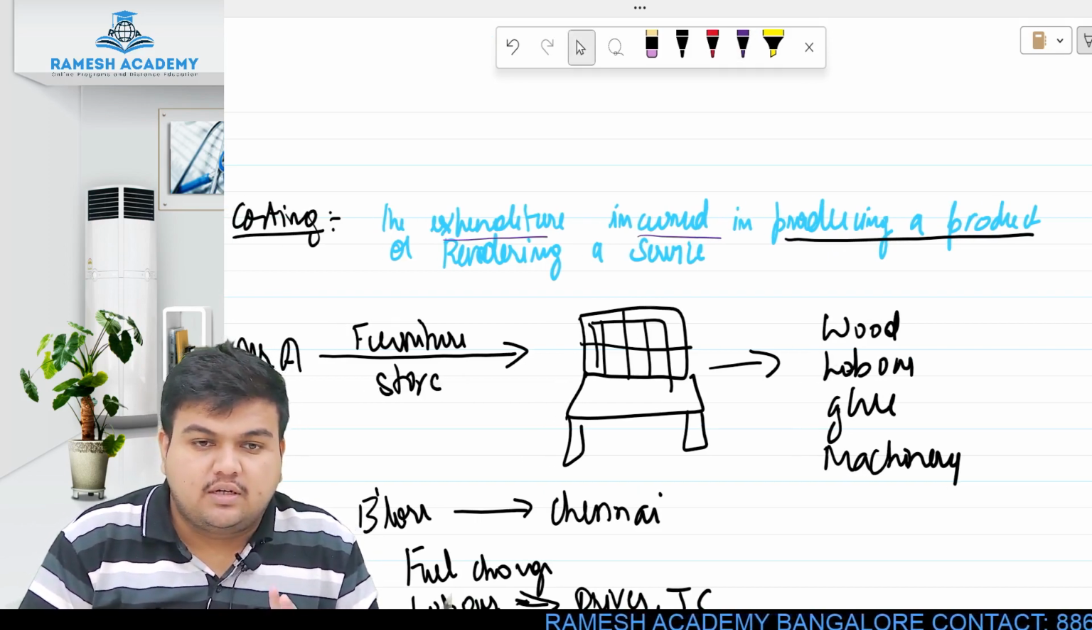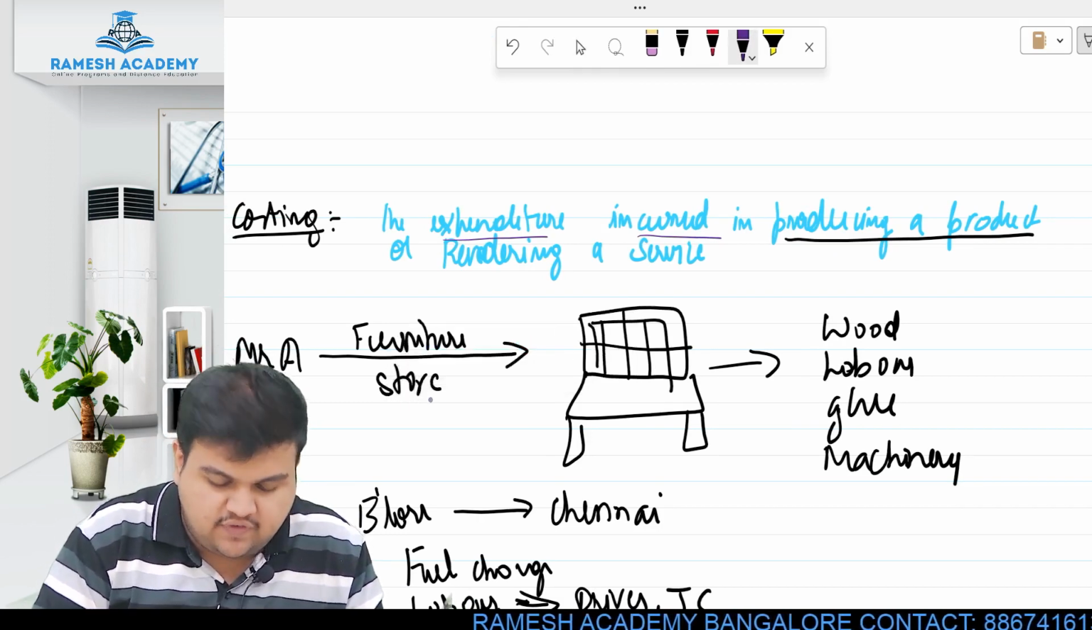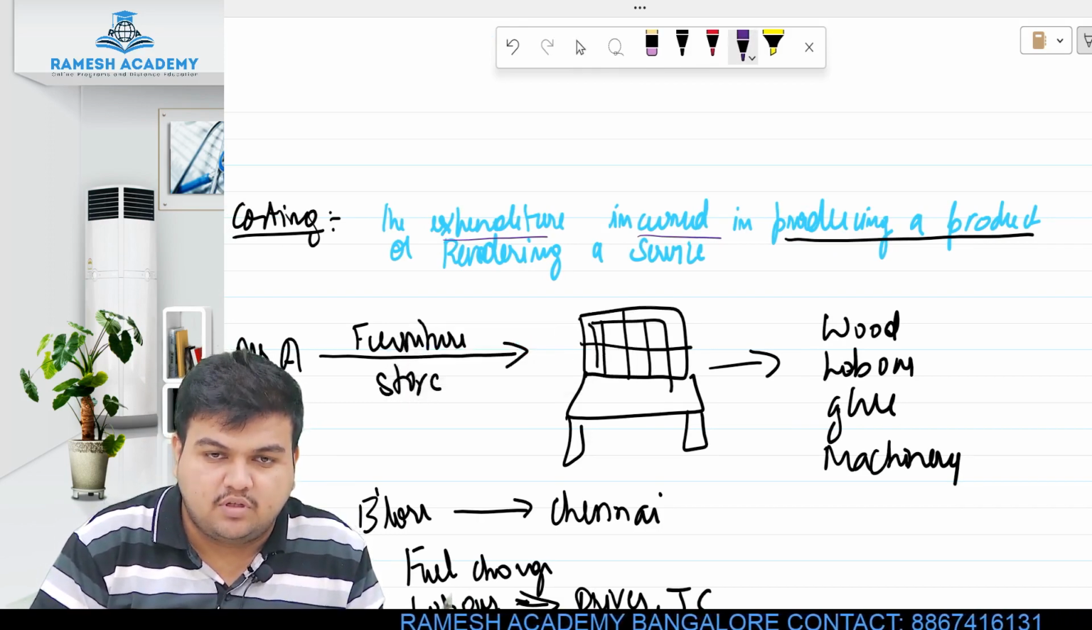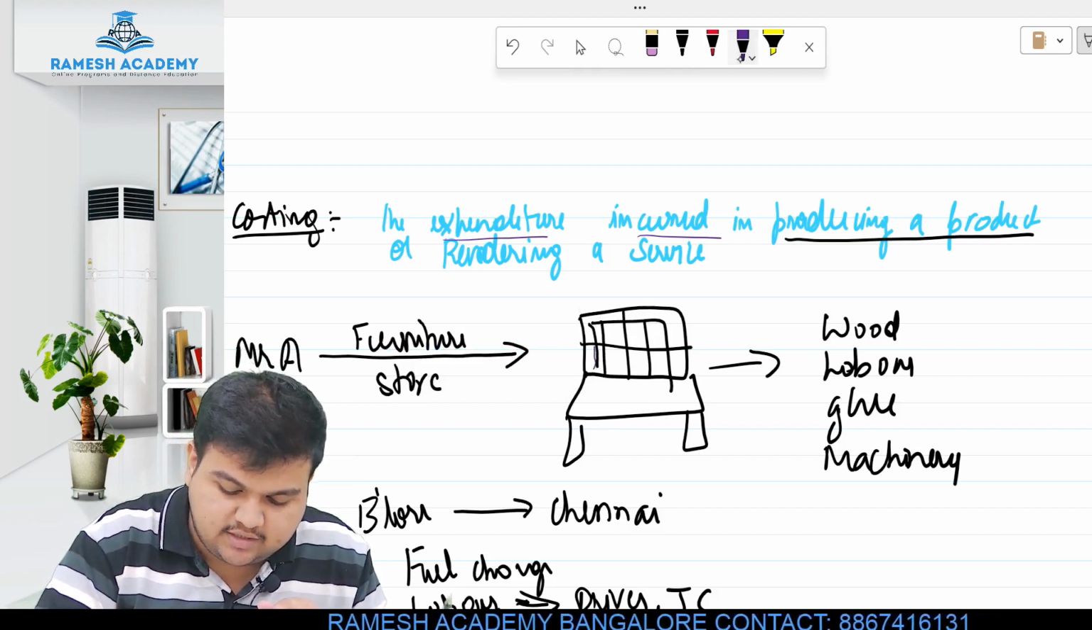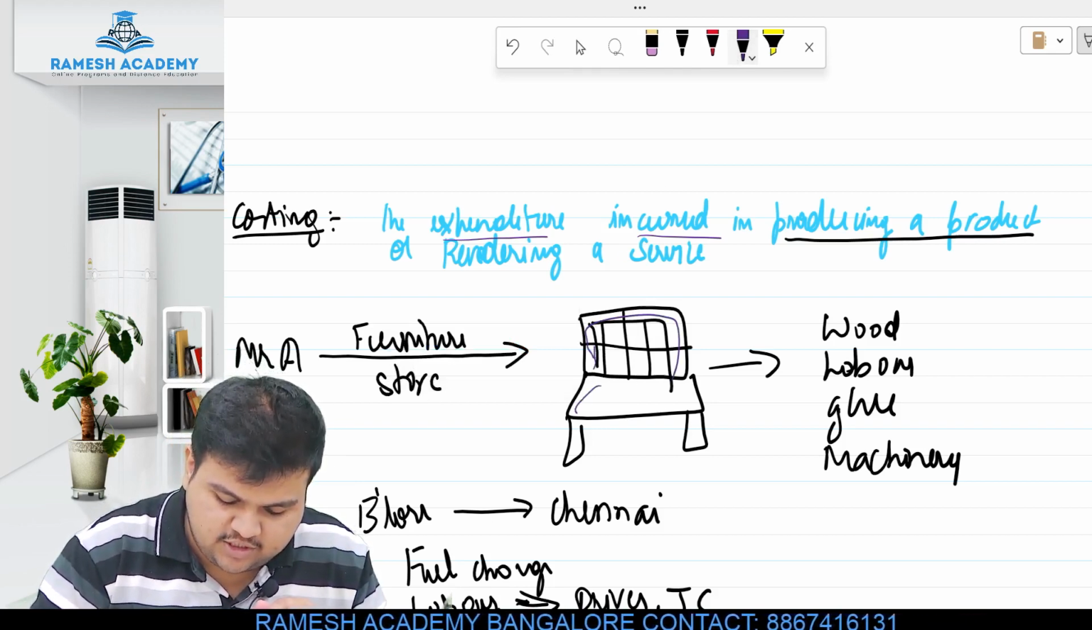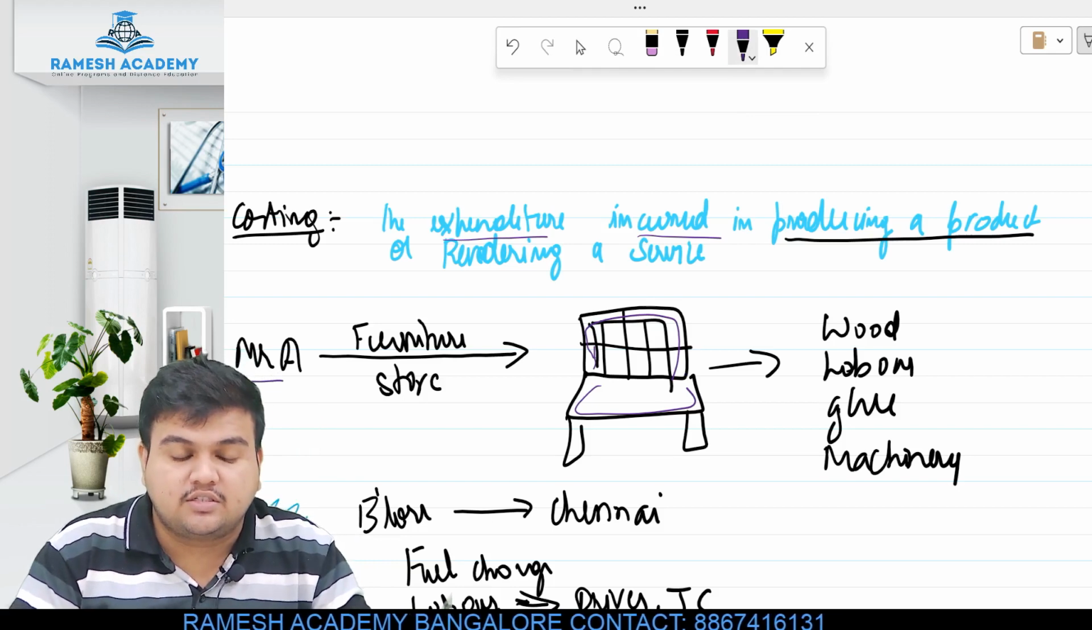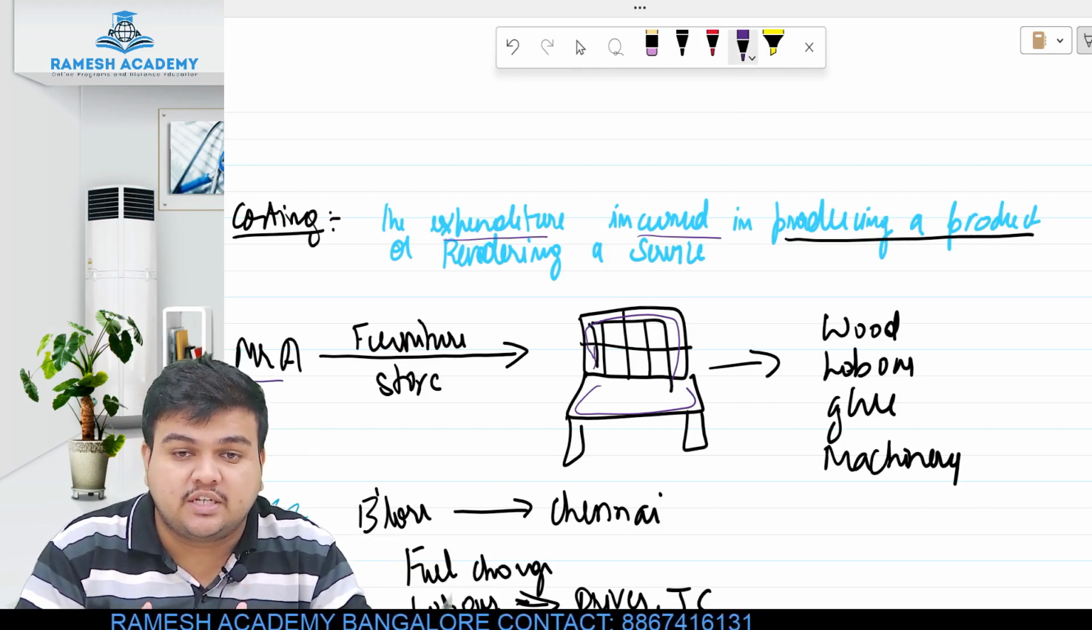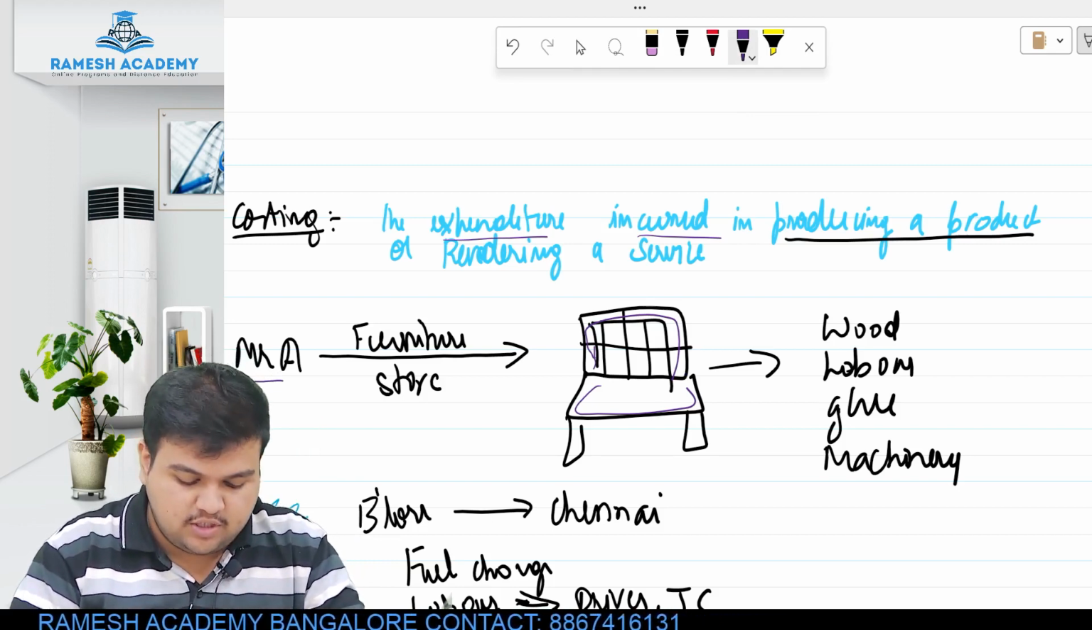So for example, take Mr. A, who is having a furniture store. Whatever expenditure he incurs for producing this wooden chair is the direct cost. It's called the cost incurred. The expenditure incurred for producing the product is called the cost.